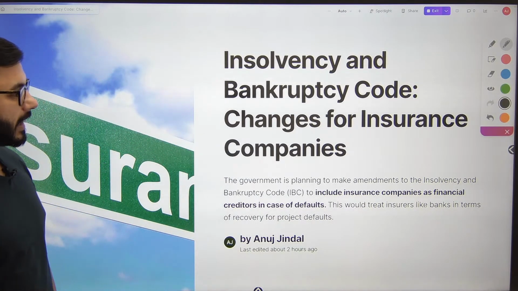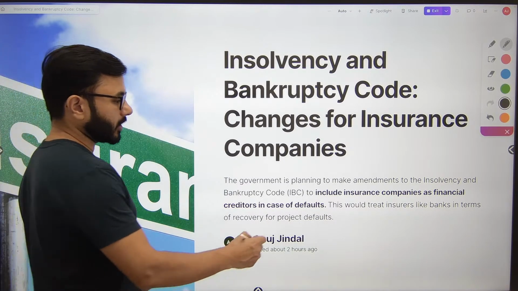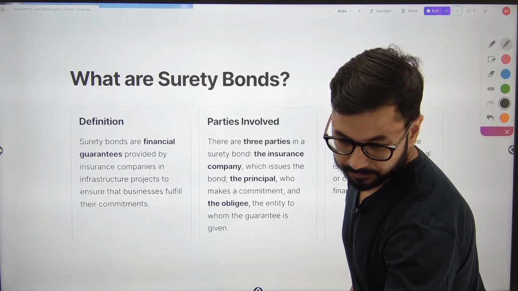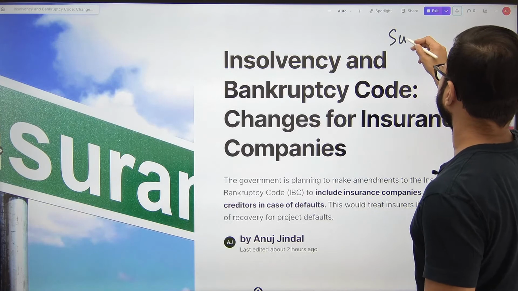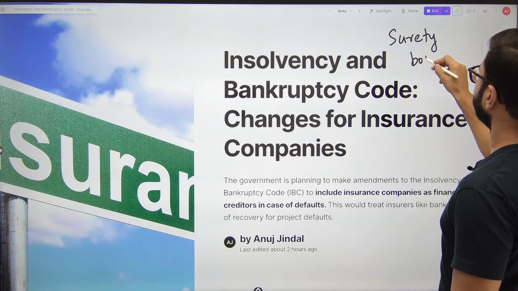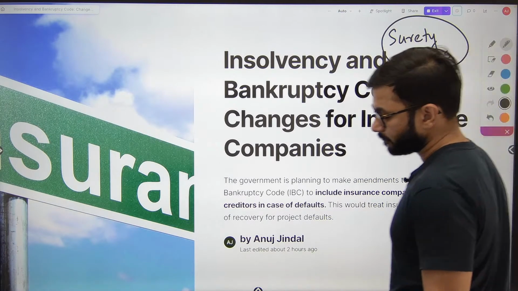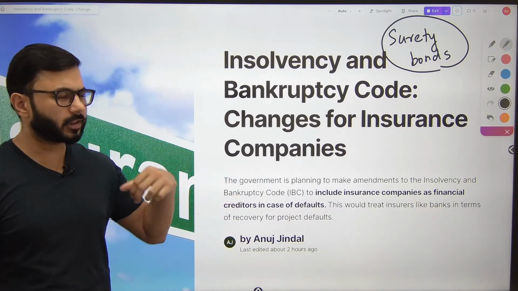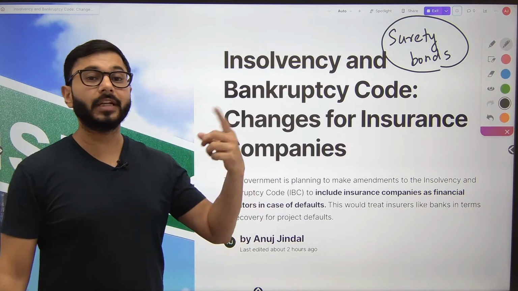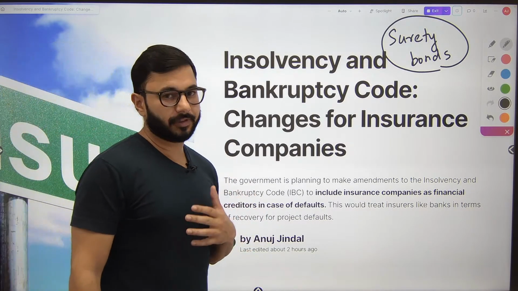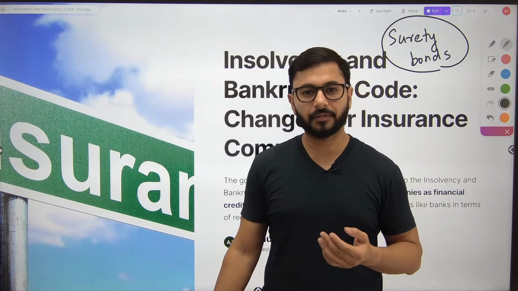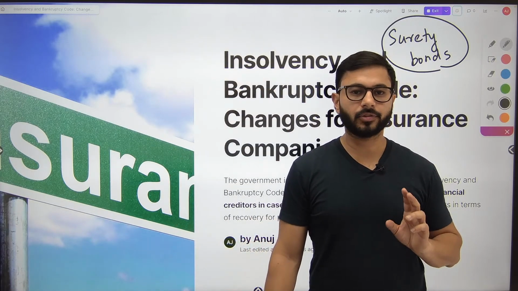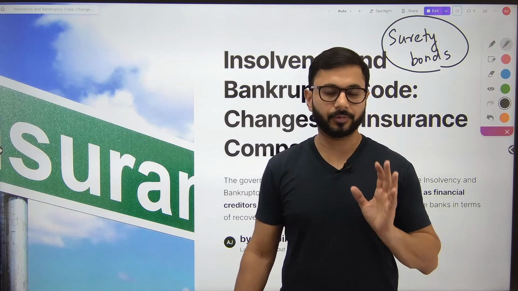The insurance companies are saying that when we are acting as sureties by issuing surety bonds, I will tell you what surety bonds are very shortly. So when we are issuing surety bonds and acting as sureties on somebody's behalf, and if that person defaults, अगर उसने default कर दिया, then we have to try and recover that default money from that defaulter. We cannot just let him go. In that case, we should have the powers that banks have under the Insolvency and Bankruptcy Code, which makes sense.